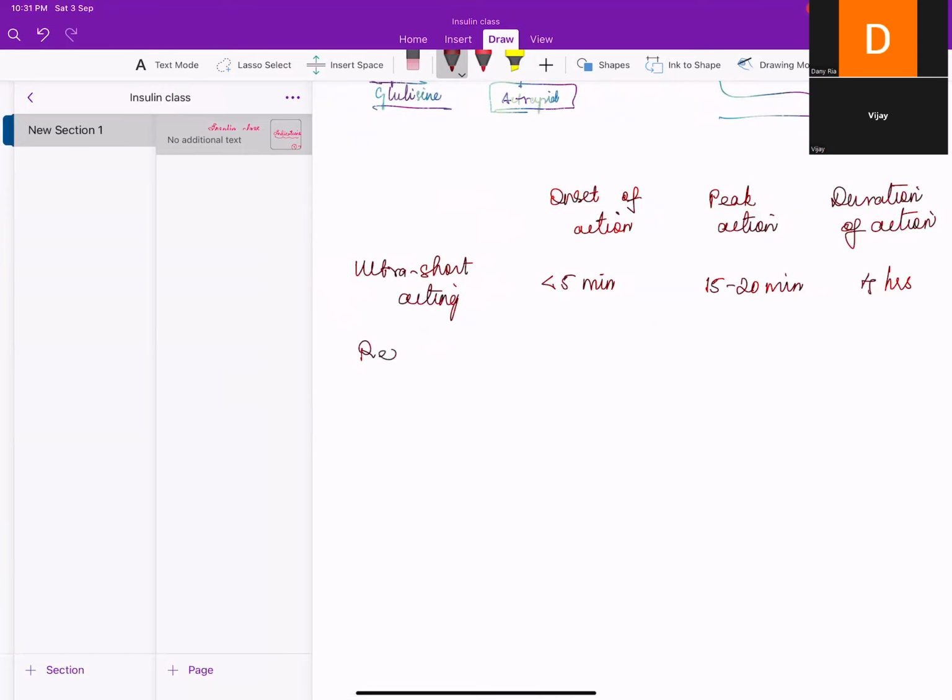Actually, history-wise, which came first? Regular insulin came first. The problem with regular insulin is it starts to act in 20 to 30 minutes.